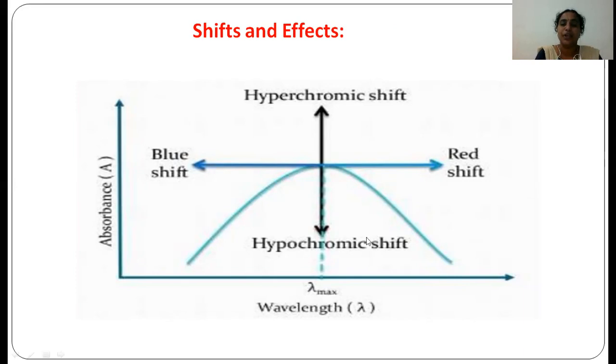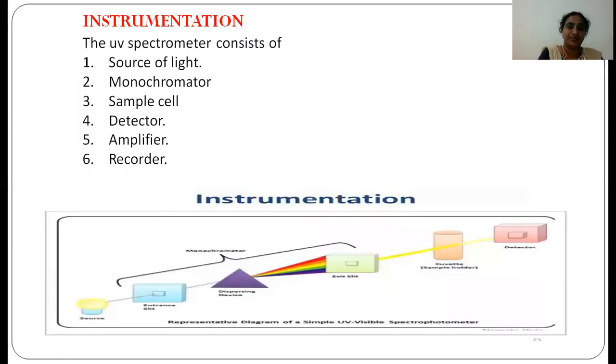So these are a few terminologies used in UV spectroscopy. And the UV spectrophotometer consists of several parts.